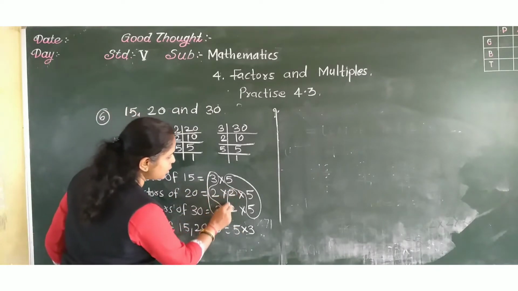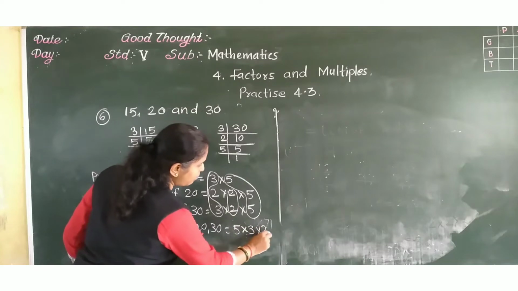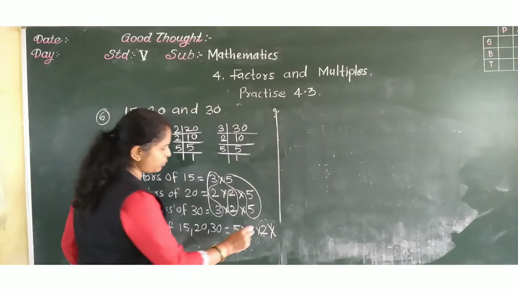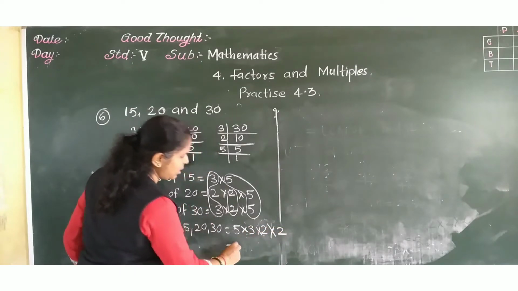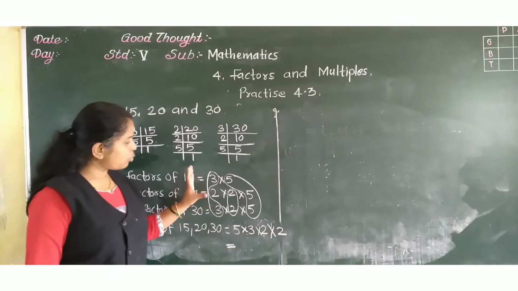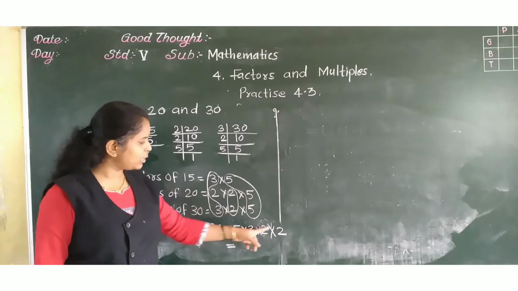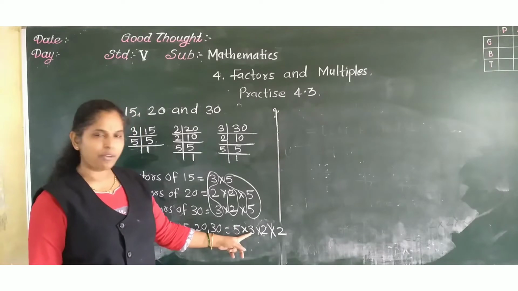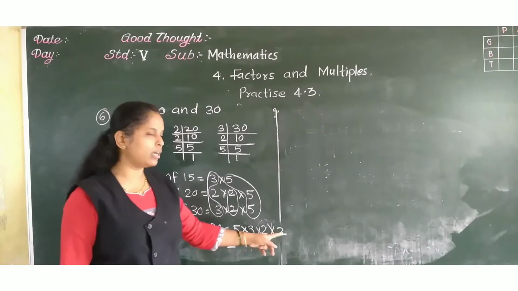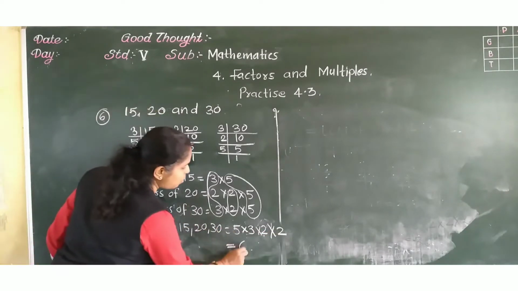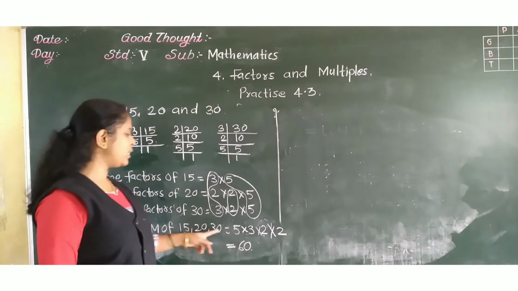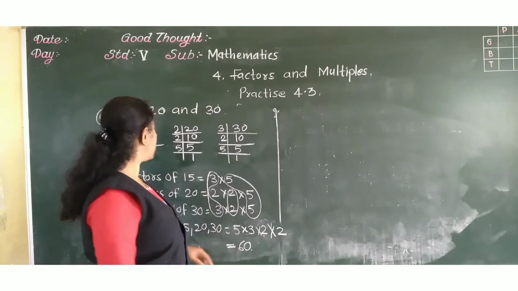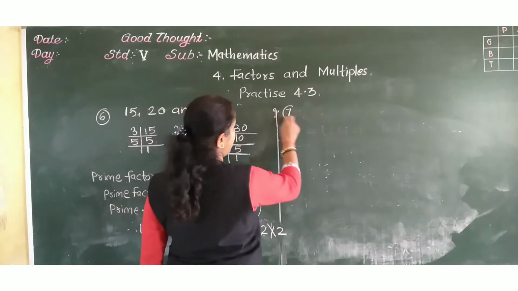Now see here these 2 and these 2. One time. And now what is uncommon here? 2 remains. So that also we have to include. Other common things one time and uncommon also we have to include in that. Now do the multiplication. 5 3s are 15, 15 2s are 30 and 30 2s are 60. So what is the LCM of 15, 20 and 30? 60. Followed?